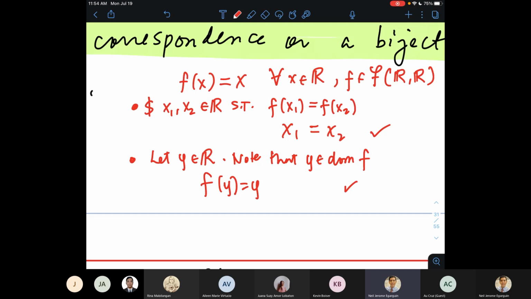Yes, Ma'am Rina? Sir, if that will be the case, sir, pwede po pala natin ma-consider na bijective, sir, ay yung quadratic function, yung f of x is equal to x squared. Kasi masasatisfy po na yung pagiging injective at saka po surjective. Tama po ba, sir? Yung quadratic ay hindi siya bijection.